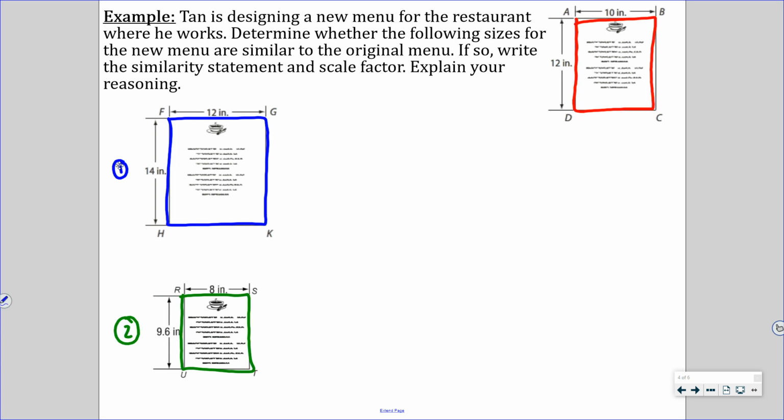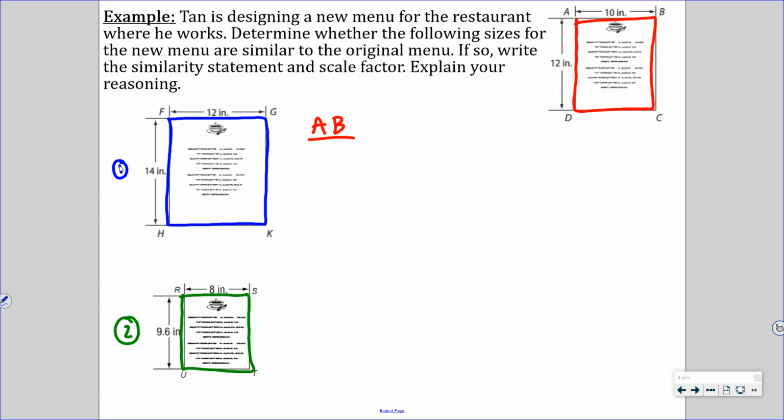Okay. Now these are all rectangles, or we can see all of their angles are right angles, 90-degree angles. So all their corresponding angles are congruent. So that takes care of that. So in order for them to be similar, we just have to check if the corresponding sides have a common ratio. All right, so looking at the top of my menu, I'm going to go from my original to the new every time.